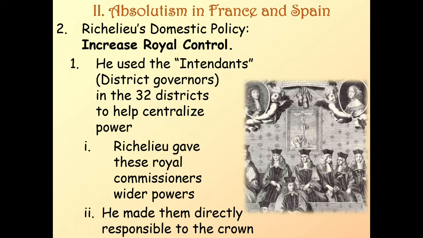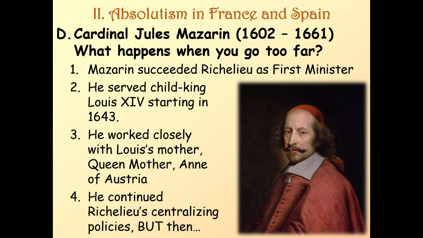Richelieu gave these royal commissioners wider powers, and he made them directly responsible to the crown. Then you've got Cardinal Jules Mazarin, 1602 to 1661, and he's a prime example of what happens when you go too far. You take Richelieu's domestic policies, go too far with them. Mazarin succeeded Richelieu as first minister, and that meant that he was running the country on behalf of the king.